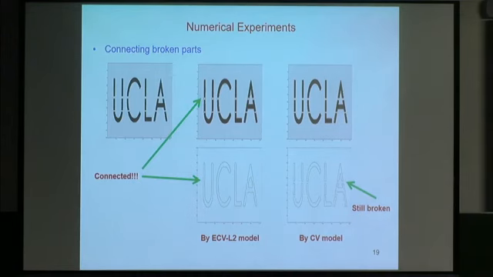Okay, so here I would like to show some numerical examples. First, let's see the UCLA picture. We can see the broken parts, but for our human beings, it's very easy to recognize UCLA. Here I would like to compare the proposed model and the Chan-Vese model. For the Chan-Vese model, we find that this part cannot be connected. For this one, you can see it is connected very well.